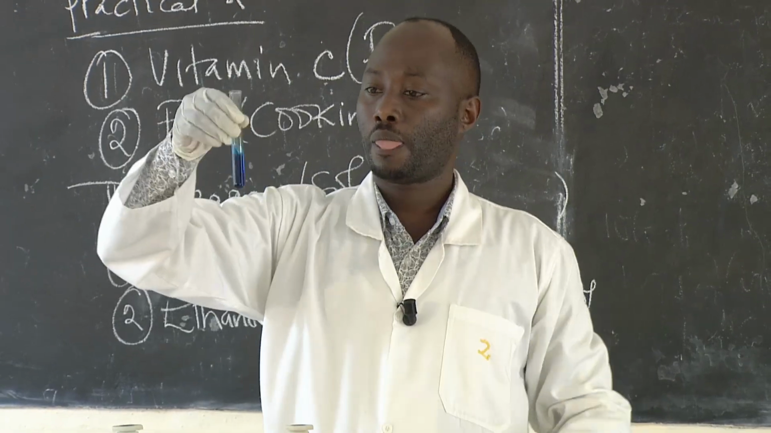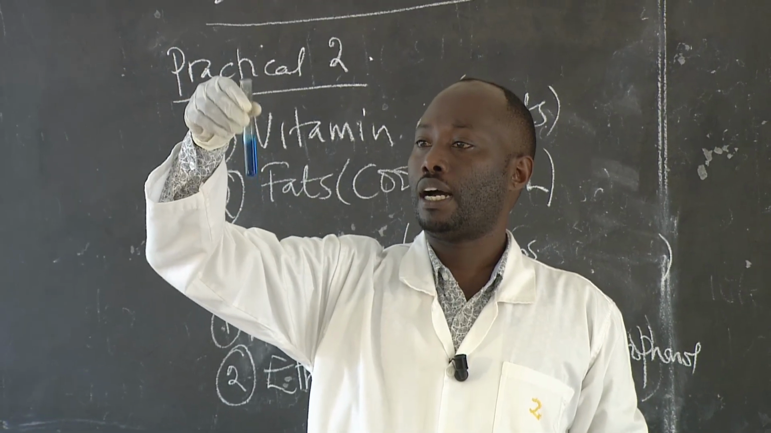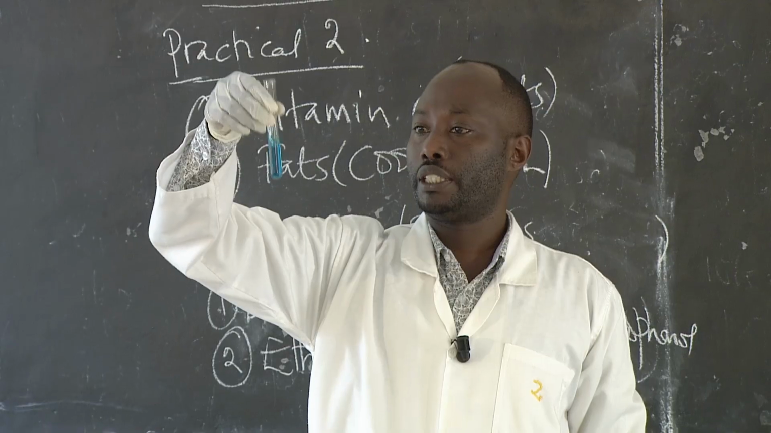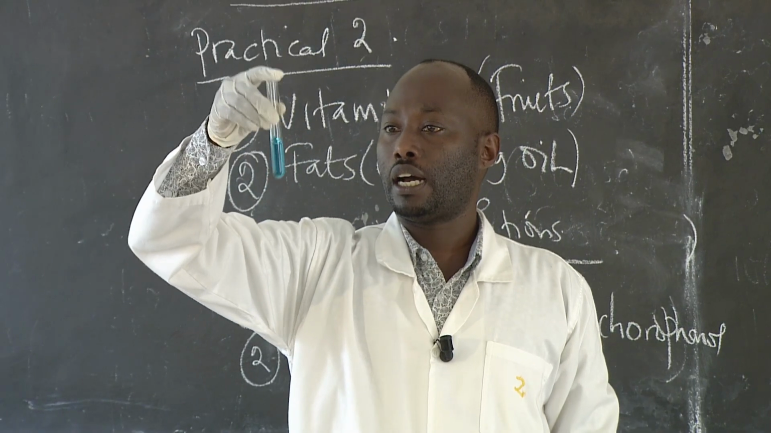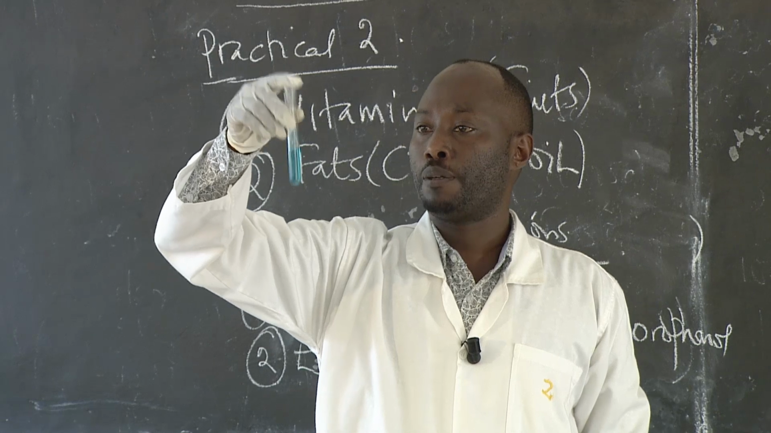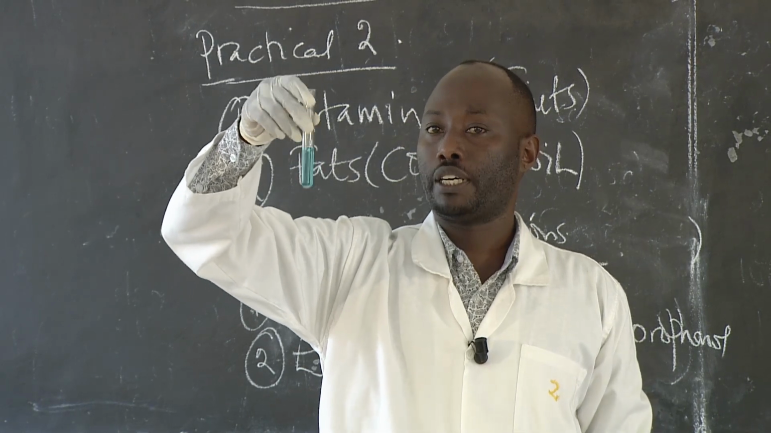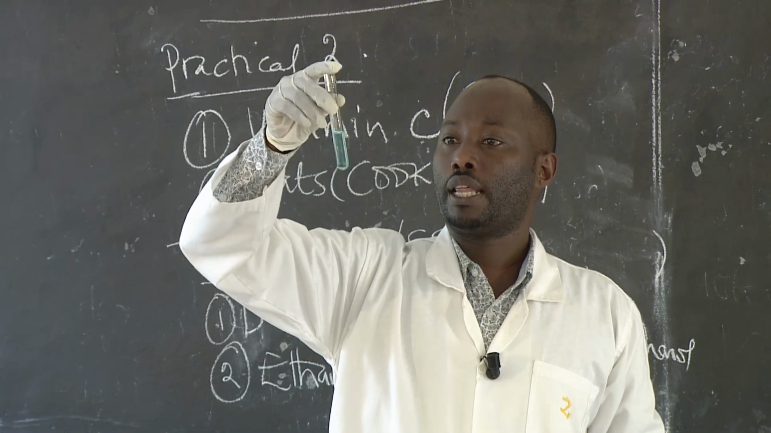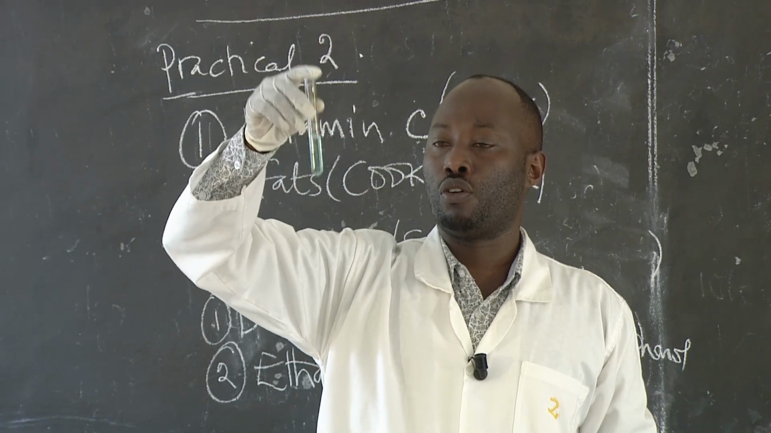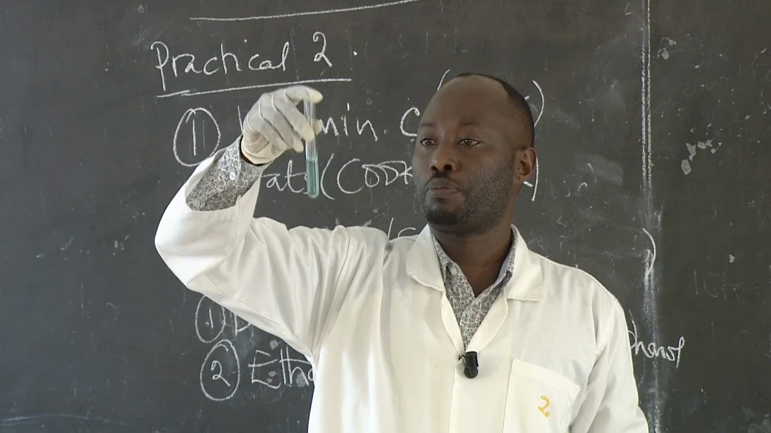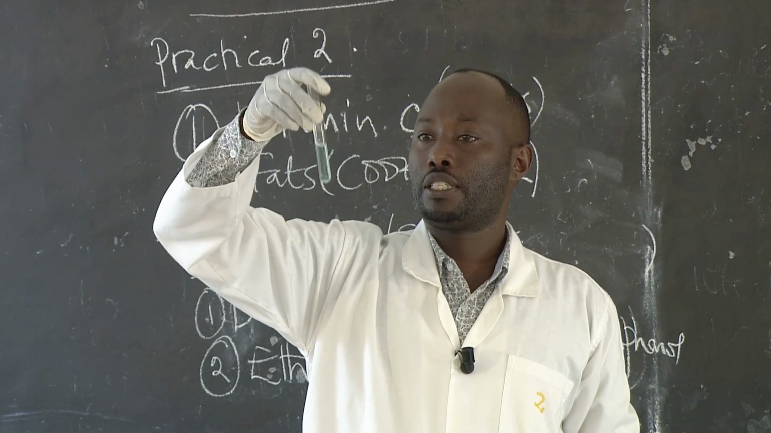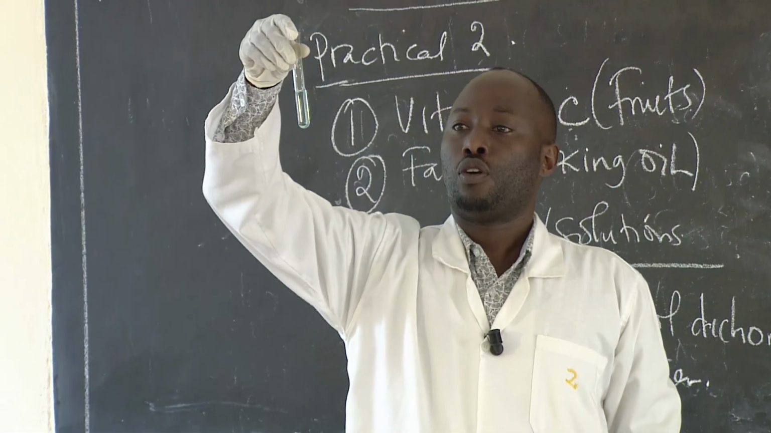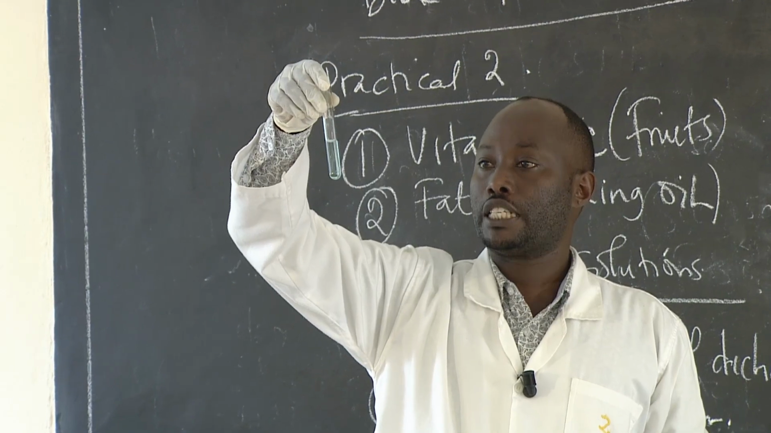You shake gently and see if the color of the DCPIP solution disappears. Let us try to shake, and we observe clearly if the color turns into colorless, that will show that there is presence of vitamin C. I can say it tests positive. You can see properly, this is the experiment we are conducting. Everybody can see that the blue color of DCPIP has changed to colorless.